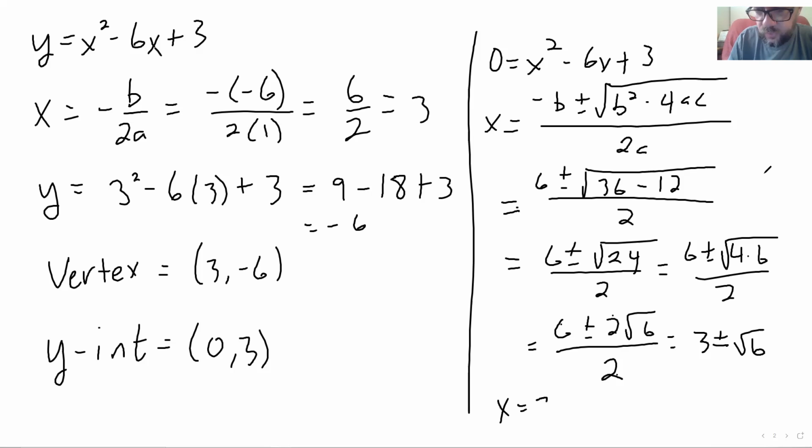So 3 plus or minus root 6 are x-intercepts. I'm out of room here, but there you go. We found everything. Great. That's all there is to it.